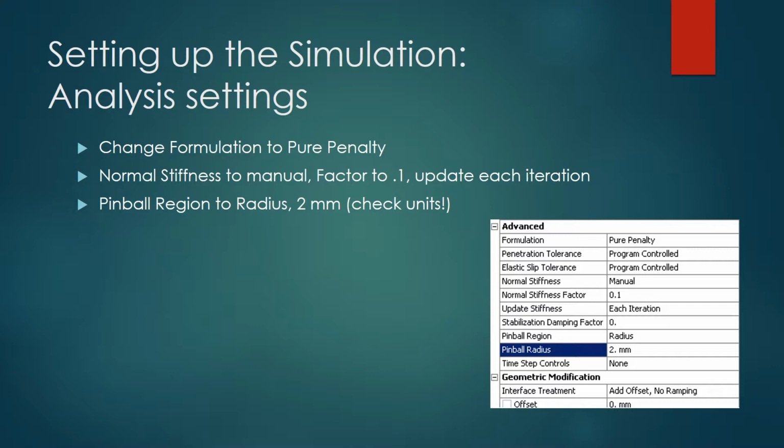We change a few settings to help our analysis look a little better. We change the formulation type to pure penalty through the drop-down menu. We change the normal stiffness to manual and to 0.1, update each iteration. The pinball radius will depend on the size of your geometry. For the geometry I used a pinball radius of 2 millimeters.